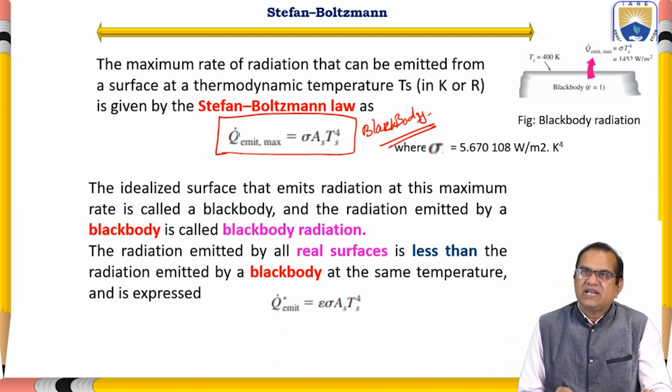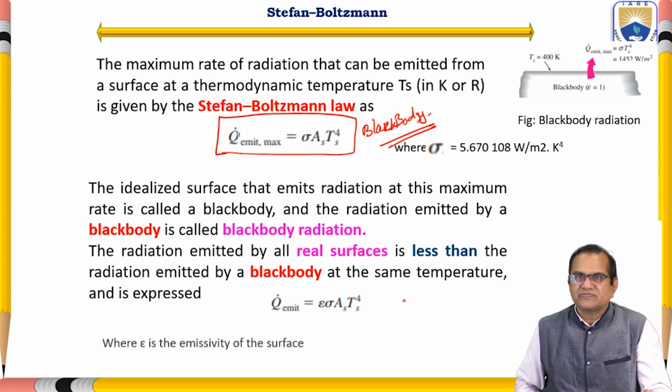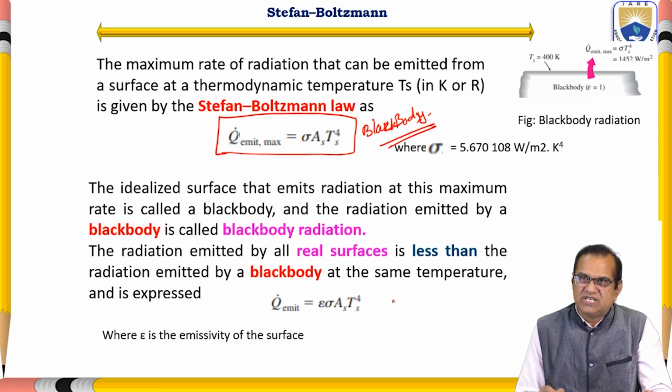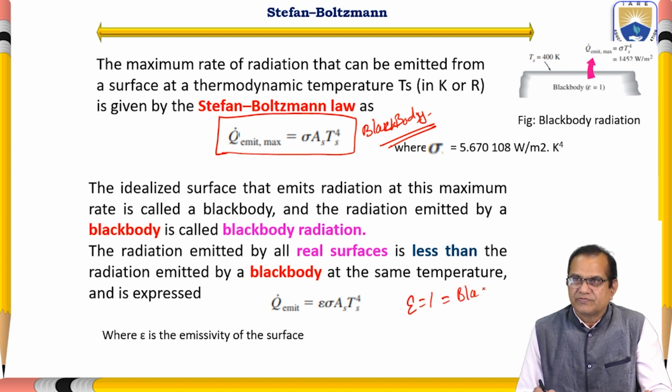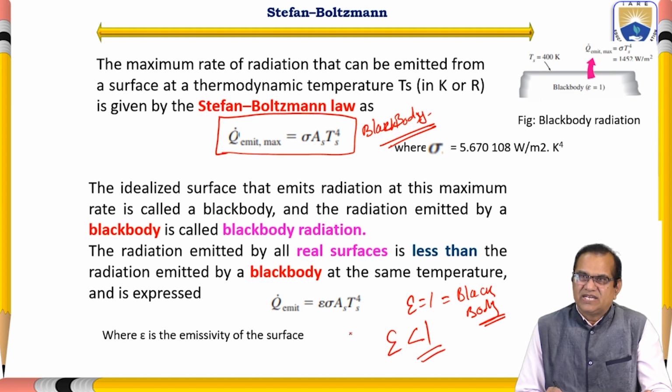So here Q dot emit is equal to epsilon sigma As Ts to the power 4. Epsilon is the emissivity of the surface, and this epsilon is equal to 1 for a black body. Other than a black body, it will always be less than 1.